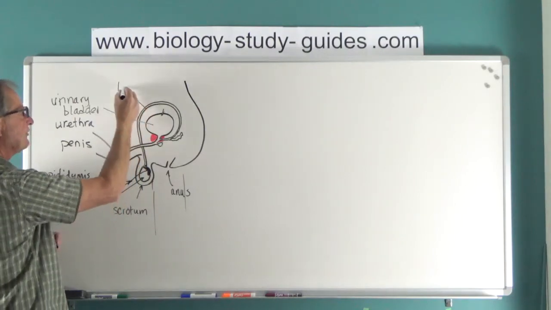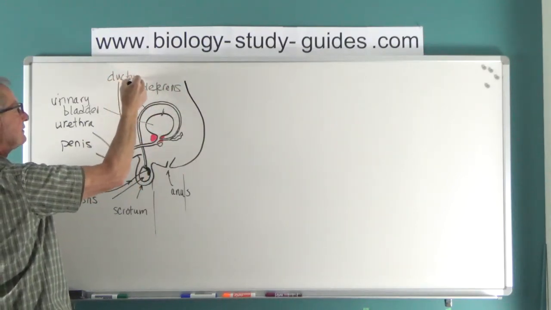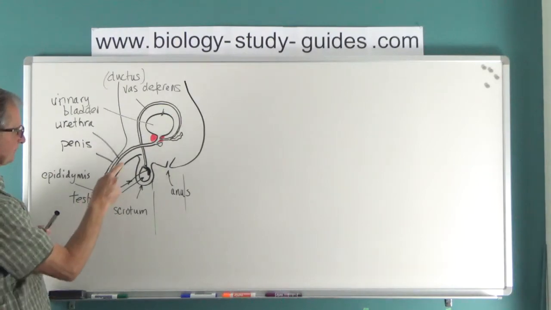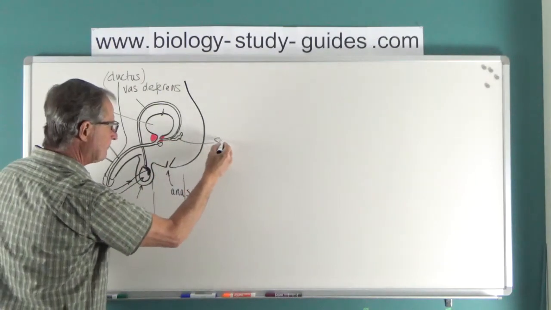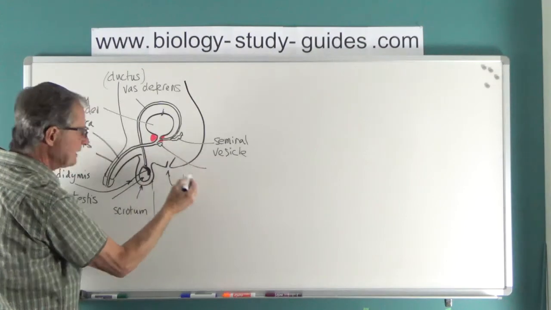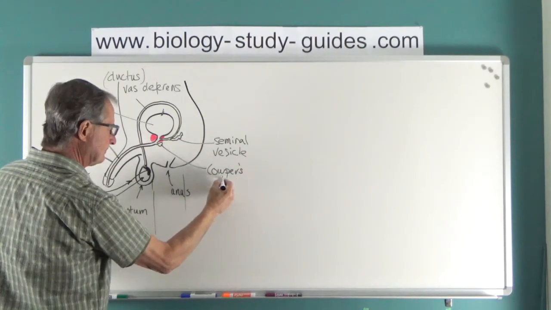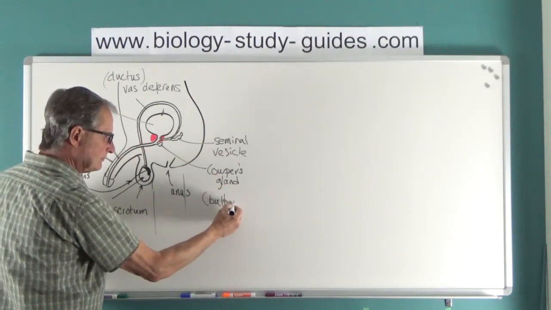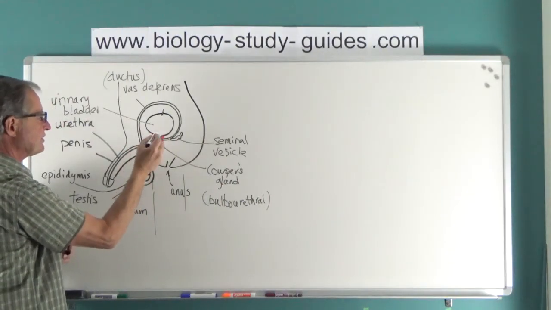This tube here is the vas deferens, also called the ductus deferens. Ductus deferens, or vas deferens, or sperm duct. And following it around, we have 3 glands. This one here is a seminal vesicle. This one here is a Cowper's gland, capital because it was a person's name, also called the bulbourethral gland. And this one here that I colored in red is a prostate gland.